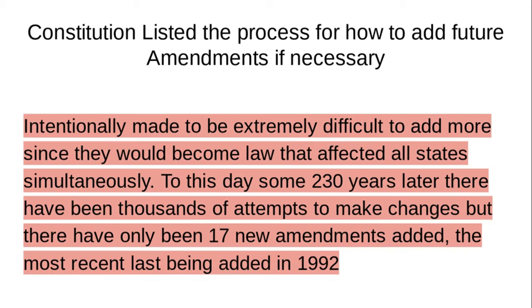It was intentionally made to be very difficult to add more amendments because they immediately become law for all states. All states are simultaneously affected. So it's not like you could have the state of Massachusetts want to add something that benefits them, but then hurts Texas or hurts New Jersey. An amendment to the Constitution becomes instant law for everybody. So purposely, this process is very difficult.